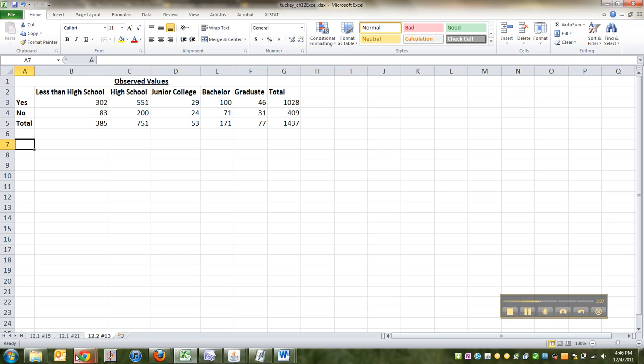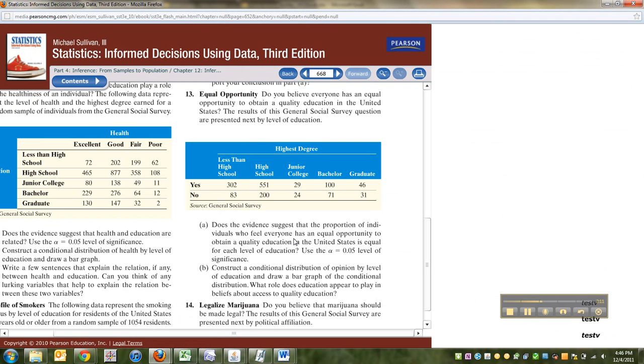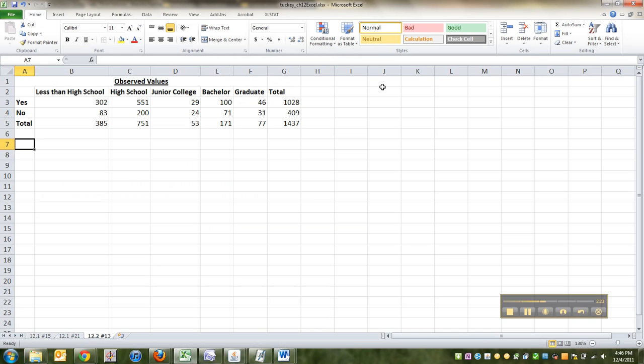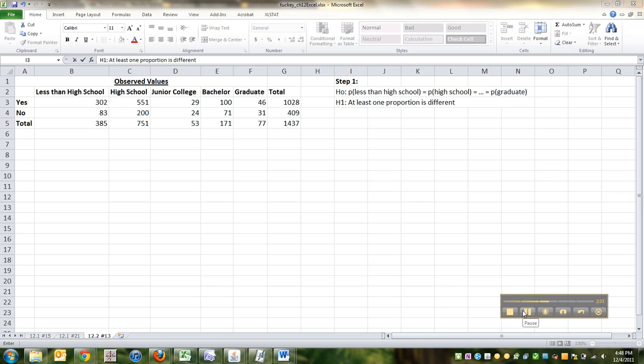We're trying to test whether, oops, wrong thing. Okay, they want us to figure out whether the evidence suggests that the proportion of individuals who feel everyone has an equal opportunity to obtain a quality education in the U.S. is equal for each level of education. Use the 0.05 level. Okay, so that's our step one. And they even laid it out for you, really. The proportions are equal. There we go.